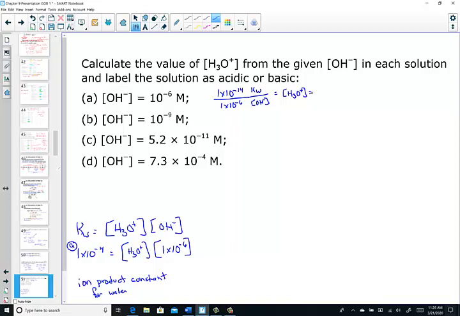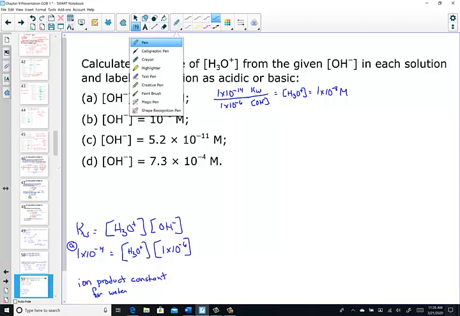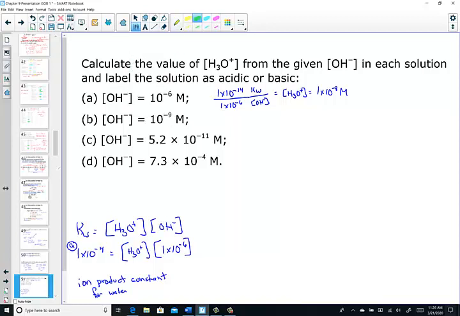So let's hit that together. 1 EE negative 14 divided by 1 EE negative 6. And my screen reads 1 times 10 to the negative 8th molar units for hydronium. Which is the bigger number? If hydroxide is 1 times 10 to the negative 6th, and hydronium is 1 times 10 to the negative 8th, you can see hydroxide is greater in concentration than hydronium.